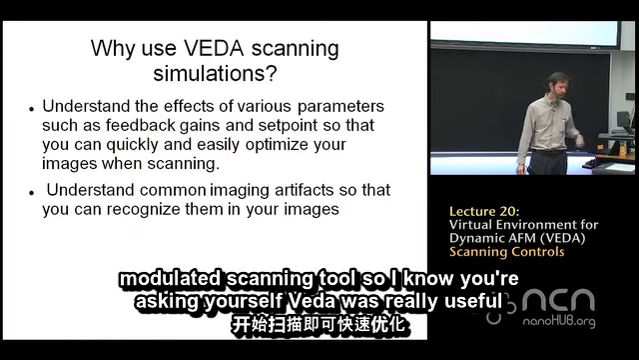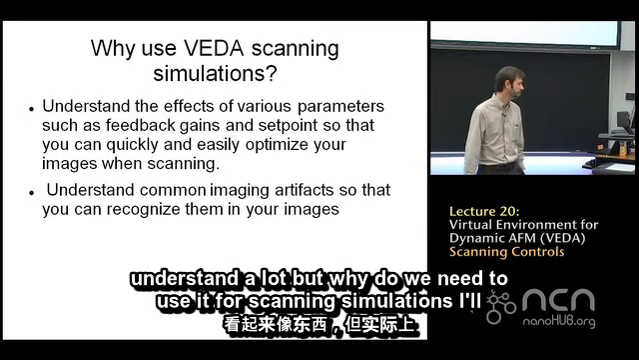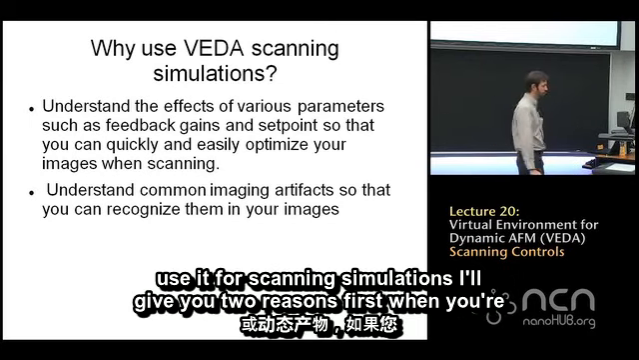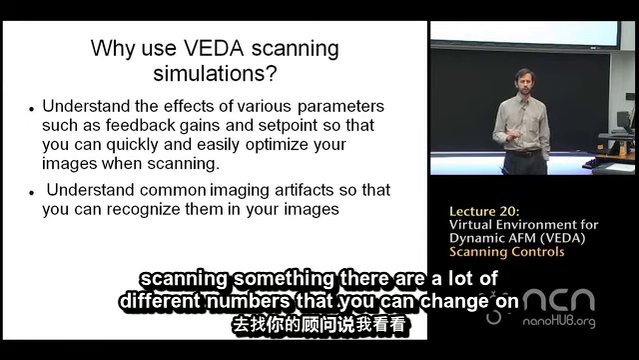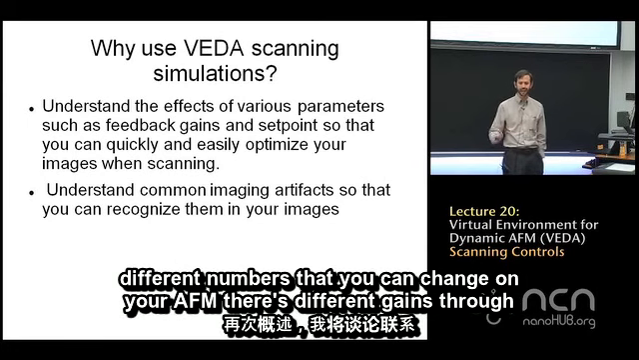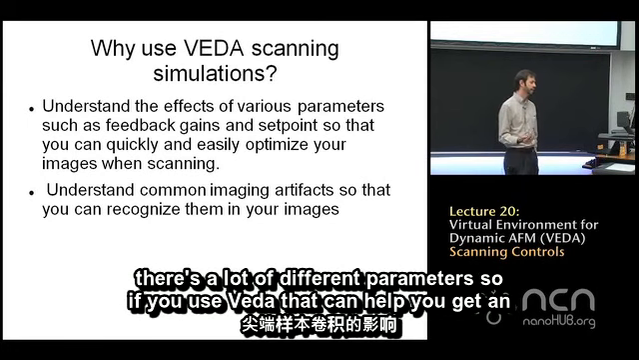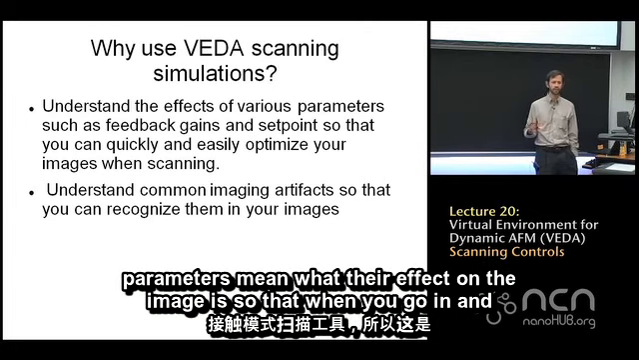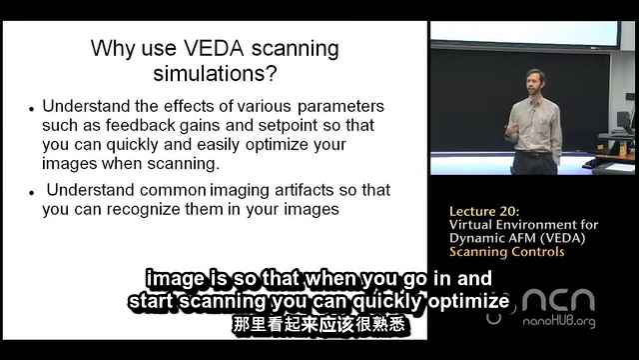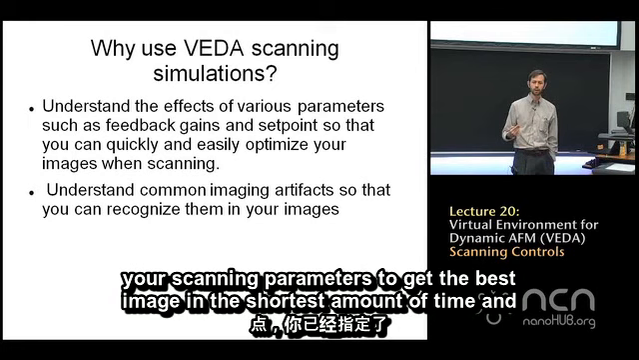So I know you're asking yourself, Veda was really useful for dynamic approach curves, helped me understand a lot, but why do we need to use it for scanning simulations? I'll give you two reasons. First, when you're in there with the AFM and you're scanning something, there are a lot of different numbers that you can change on your AFM. There's different gains, there are different set points, scanning speed. There's a lot of different parameters. So if you use Veda, that can help you get an intuitive feel for what these different parameters mean, what their effect on the image is, so that when you go in and start scanning, you can quickly optimize your scanning parameters to get the best image in the shortest amount of time.